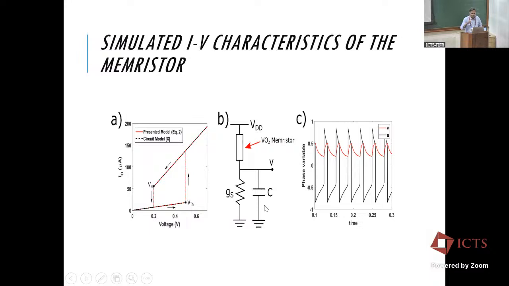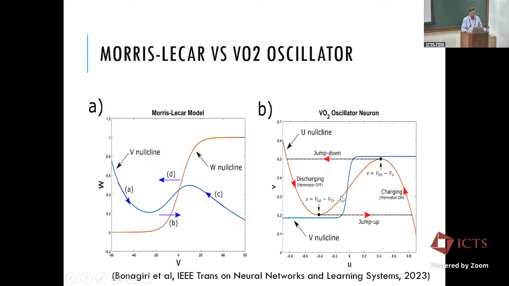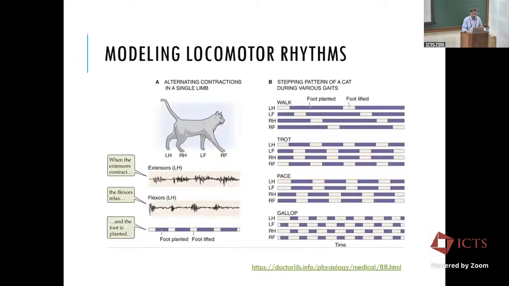This system produces oscillations, as you can see on the right. And we just made a connection: if you do phase plane analysis of this oscillator, you can compare it with the Morris-Lecar model, if you interpret the variables in the electronic model with the Morris-Lecar model variables in a certain fashion.